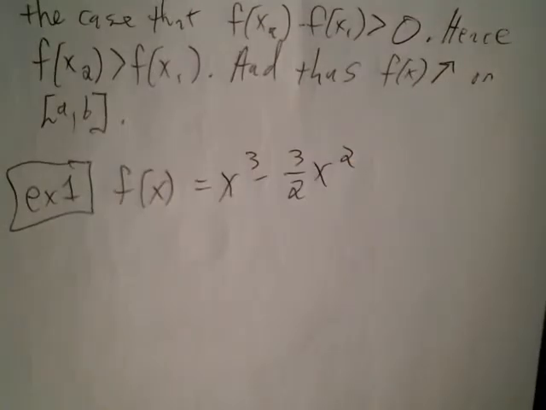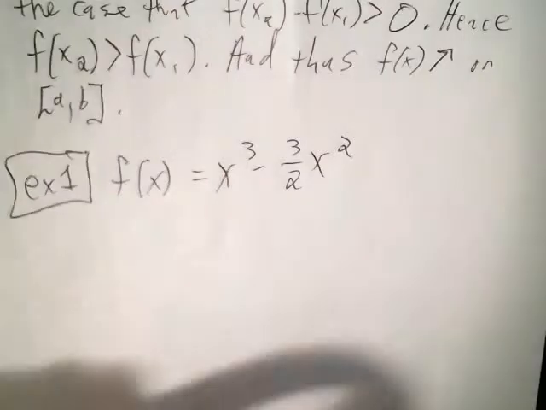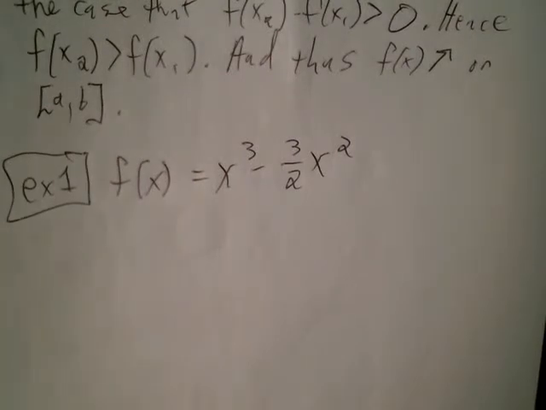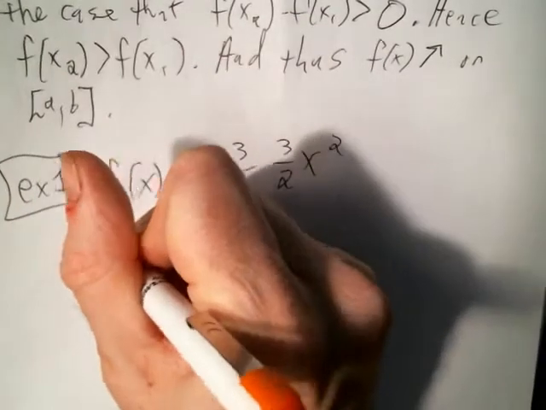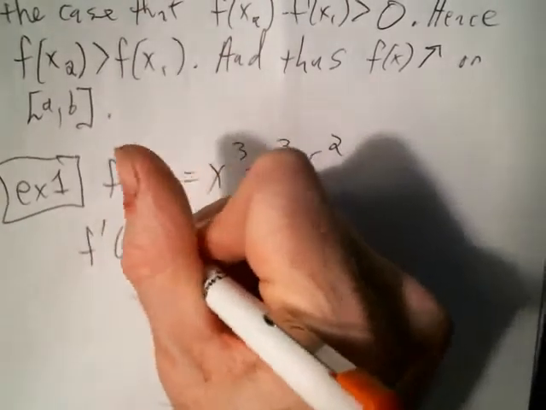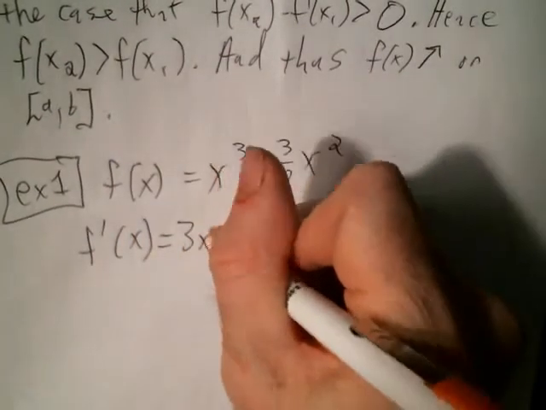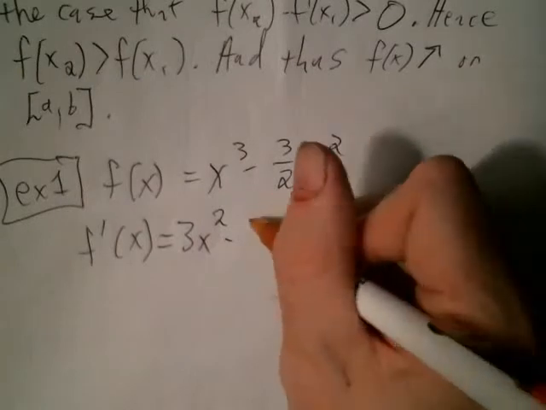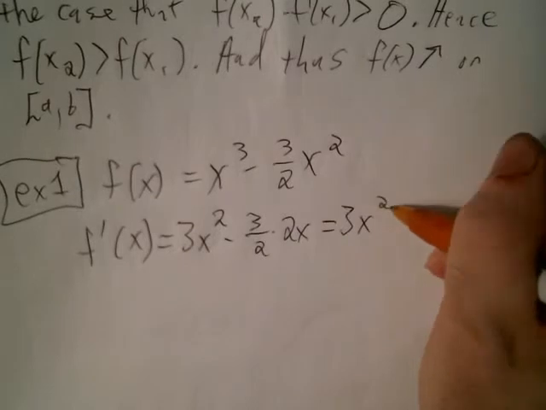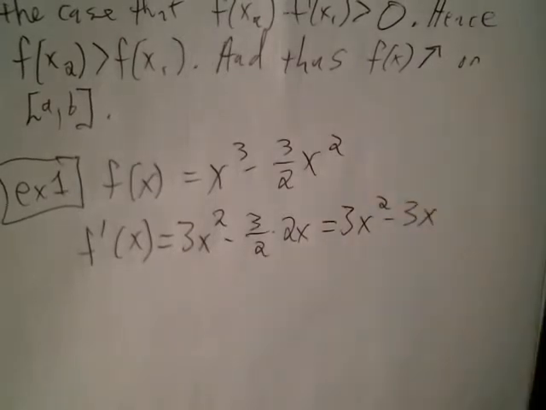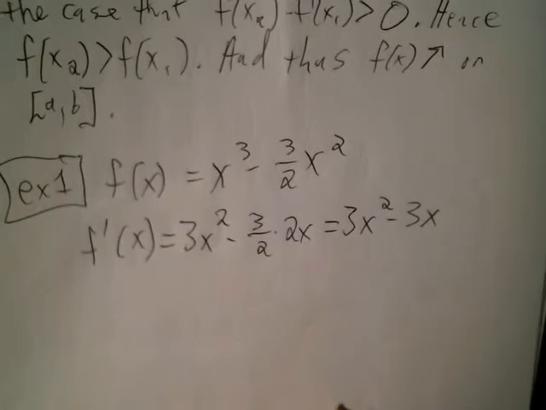I won't, in general, ever really check for continuity and differentiability like I would in the previous chapter when I was trying to see if Rolle's theorem applied or if the mean value theorem applied. Anyways, how is this going to work for us in practice? Well, you'll find the derivative. You'll say, okay, f prime of x is 3x squared minus 3 halves times 2x. Okay, let's clean that up. It's 3x squared minus 3x. You'll find the critical numbers.